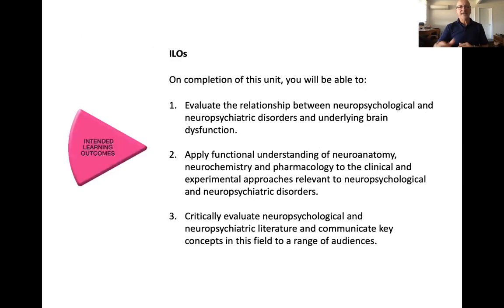So the intended learning outcomes for this unit are essentially three. On completion of this unit, you will be able to evaluate the relationship between neuropsychological and neuropsychiatric disorders and underlying brain dysfunction. So putting together the relationship between alterations in the functioning of the brain and the consequences for behavior and mental function.